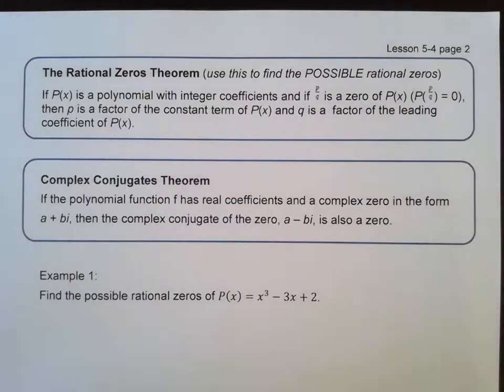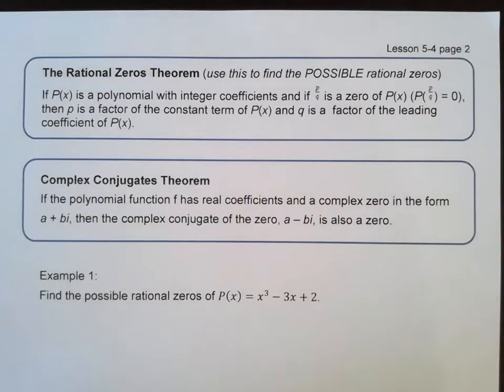Alright, now we have two theorems. Now keep in mind that we're not going to have to recite these theorems. We just need to be able to use the theorems. The first one is called the rational zeros theorem. I'm just going to tell you what all those words mean instead of reading it. And then the second one is called the complex conjugates theorem.